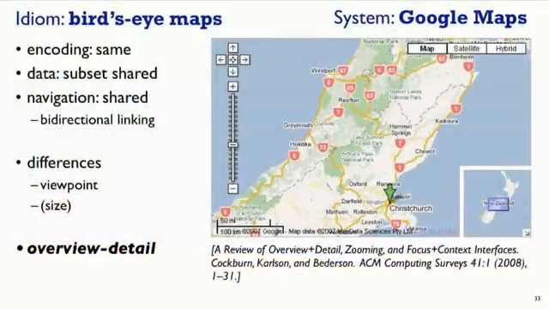What's another way to think about juxtaposing views side by side? Well, a very different idiom in this case is these bird's eye maps. So these are pretty pervasive. Actually, at the moment, Google Maps has taken it out of their system, but it's still quite common to have these geographic maps where you've got a detail view and an overview.